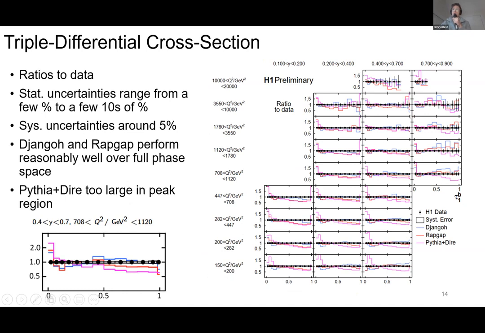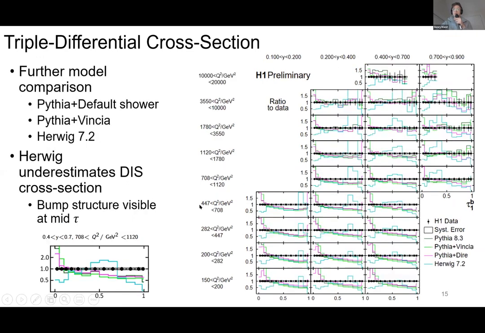So here I have plotted the ratios to the data. The statistical uncertainties across these bins range from a few percent to a few tens of percent. The systematic uncertainties in most of the bins are around 5%. Django and RapGap generally do a good job describing the full phase space. And in general, Pythia and Dire are a bit too large.